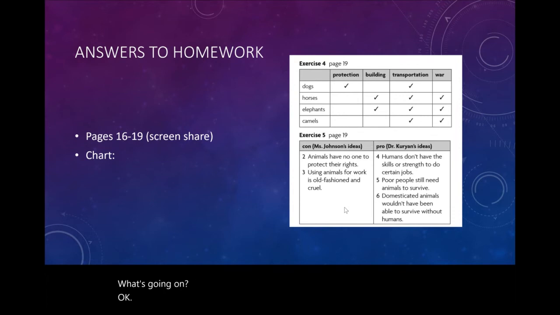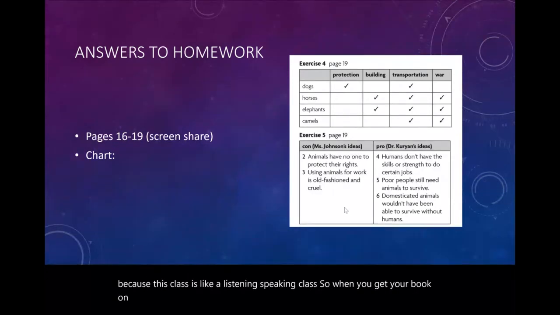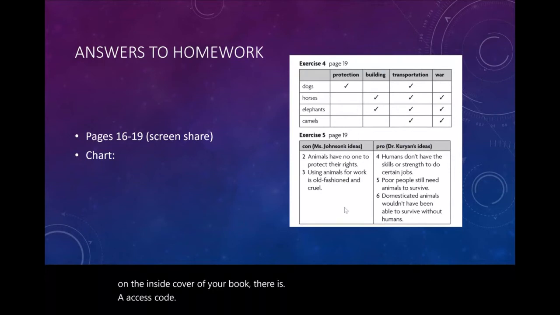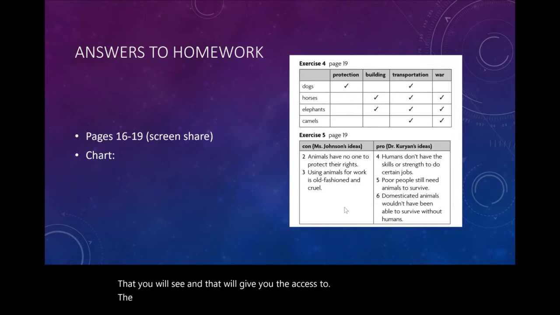Okay, good. I'm glad you said something because at this point, we're in our second week of class. It's so important for us to have our book access and our audio because, you know, this class is like a listening and speaking class. So when you get your book, on the inside cover of your book, there is an access code that you will see. That will give you the access to the listening and audio. Okay, so yeah, that's really important.